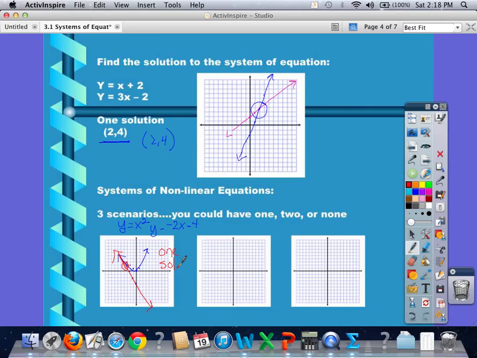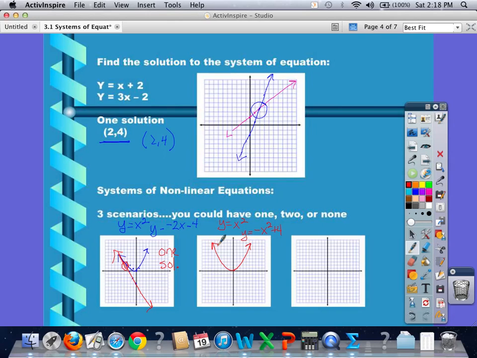Right? Then you could have y equals x squared again. You could have y equals negative x squared plus 4. Okay? Let's try that one. I'm going to graph right through here. And you have to do that from our previous lessons on parent graphs.